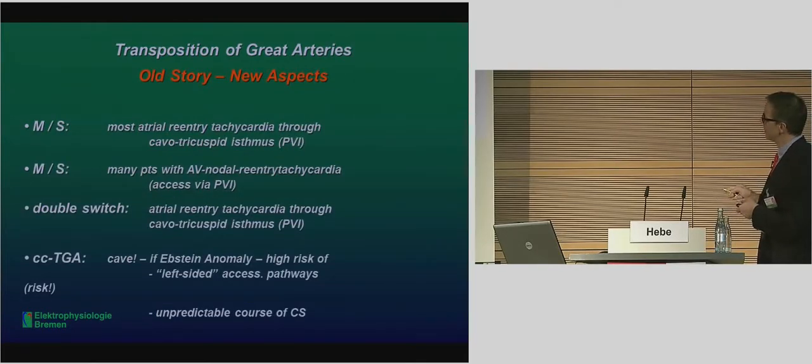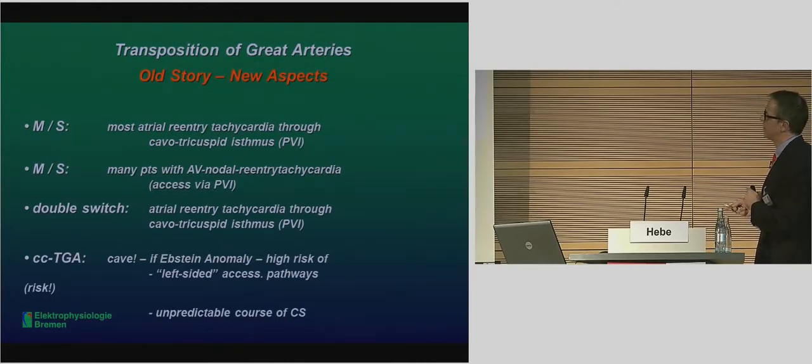In Mustard and Senning patients, most atrial tachycardias take their way through the cavotricuspid isthmus, which is good for us to know, hard for us to achieve because it is on the pulmonary venous atrium. For Mustard and Senning patients, many patients have AV nodal reentry tachycardia; we don't know why, but we have seen it now in 10 out of 49 patients. We have double switch patients with exactly the same situation on the atrial level as Mustard and Senning patients, as mentioned before.